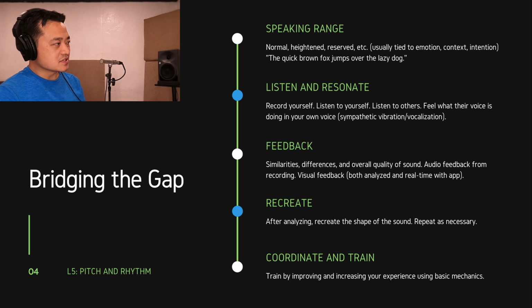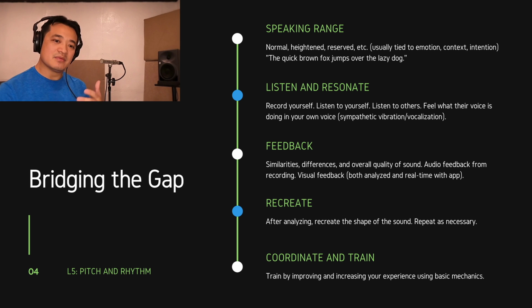Next, I'd like for you to focus on feedback, right? Listen to the similarities, listen to the differences, and the overall quality of your sound. As you record yourself, play it back again. Listen to different things. Listen to the quality of your consonants, the quality of your vowels, the shape of the phrase, and try to give yourself some feedback from the recording. There's an app that I'm going to show you in a little bit that gives you visual feedback, and it analyzes the pitch and somewhat of the rhythm, in a sense, in real time.